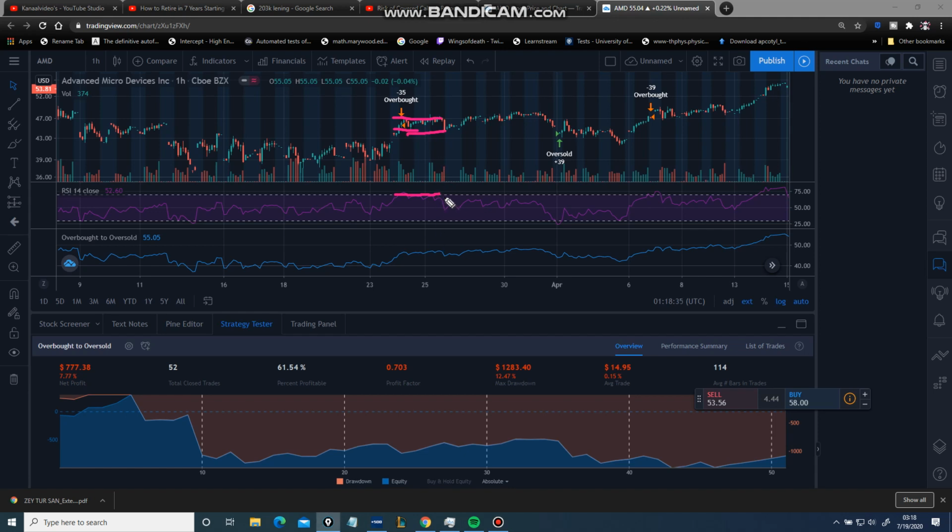What does it do after that? It crosses back to fair value. Because of this move right here, right? Would you short it? Of course not. This is just overbought because of this move right here, right?